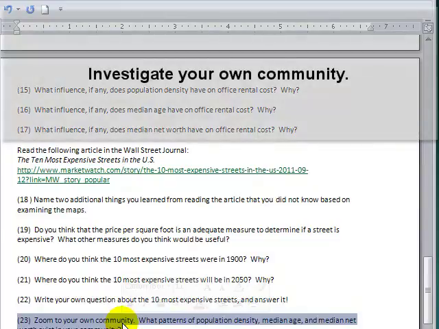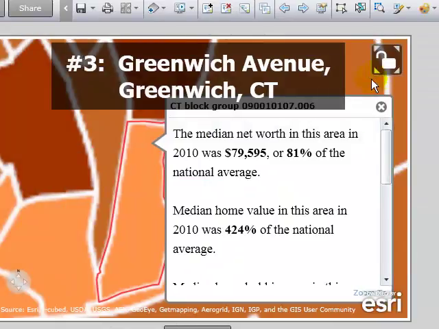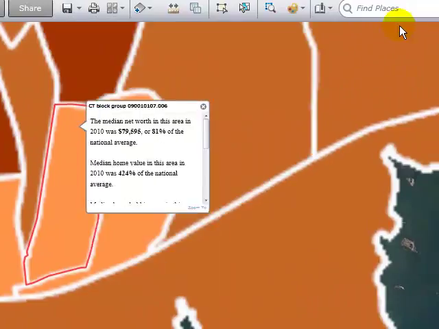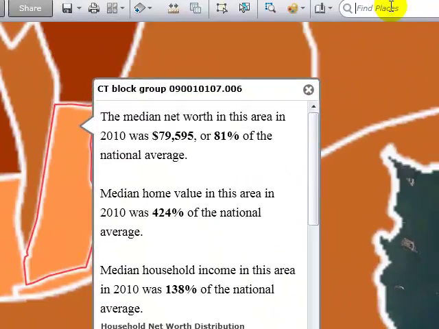Next is one of my favorite parts of the whole lesson. Zoom into your own community. What patterns of population density, median age, and median net worth exist in your community? How do I do that? I'm going to go to the Mapping tab, and I'm going to find places. My community happens to be Denver, Colorado.